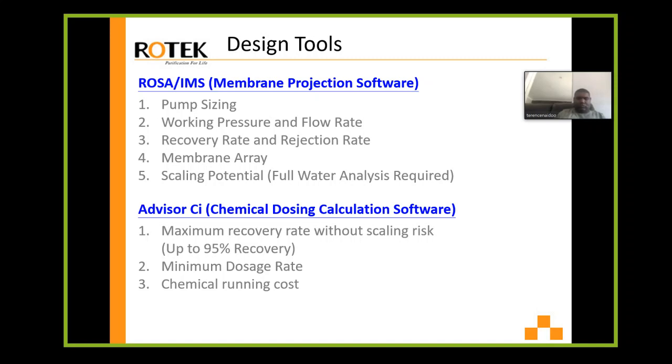So we can now tell the customer very confidently that the recovery rates can achieve a higher recovery rate based on the analysis. Okay, and we can minimize the dosage rate, and also we can estimate the chemical running cost. So Avista chemical, in terms of chemical running cost, is very low compared to many competitors.